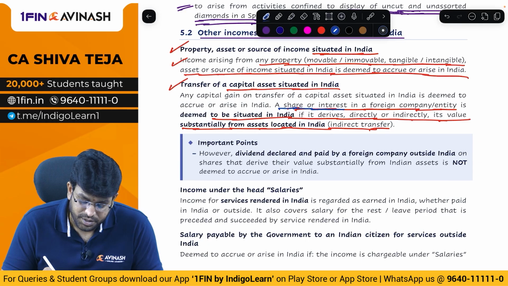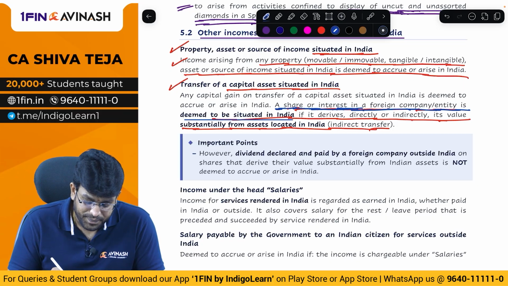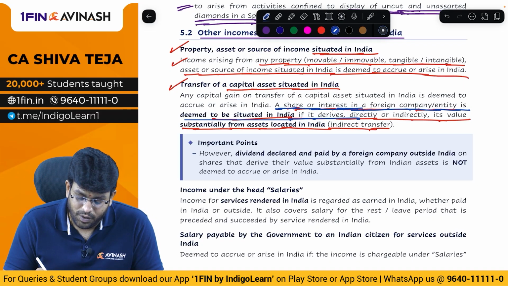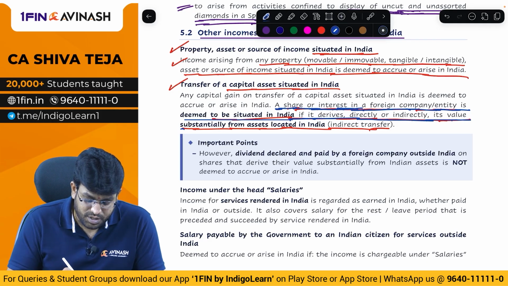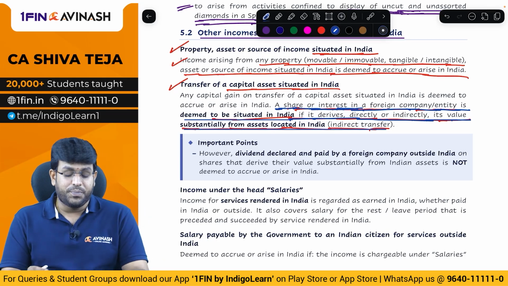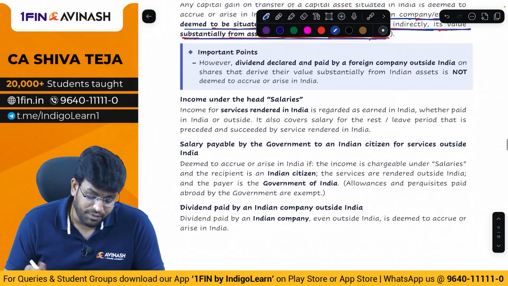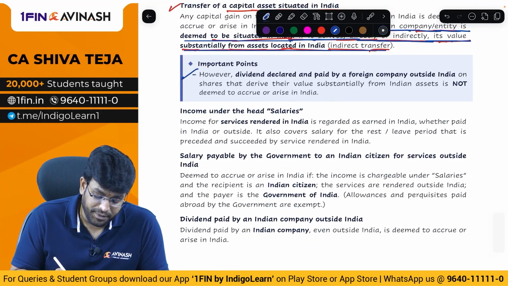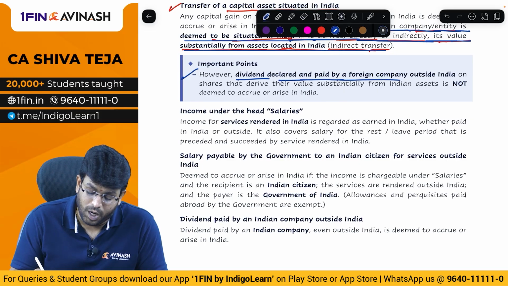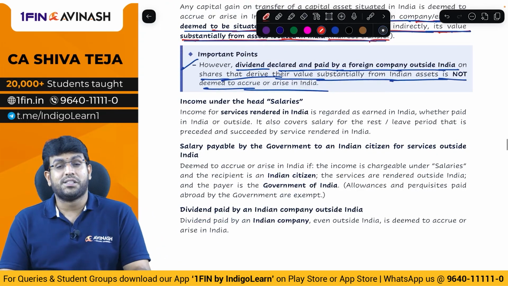A share or interest in a foreign company or entity is deemed to be situated in India if it derives directly or indirectly its value substantially from assets located in India. So if value is derived substantially from assets located in India, then definitely it is deemed to occur in India. Next point. However, dividend declared and paid by a foreign company outside India on shares that derive value from Indian assets is not deemed to occur in India. Dividend is not taxable, but capital gains is taxable.